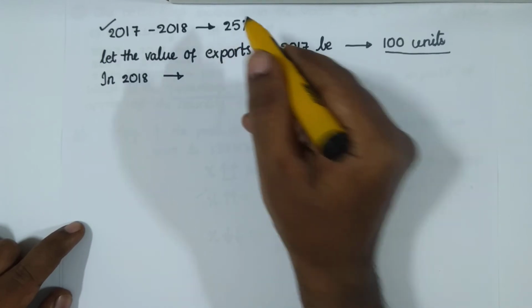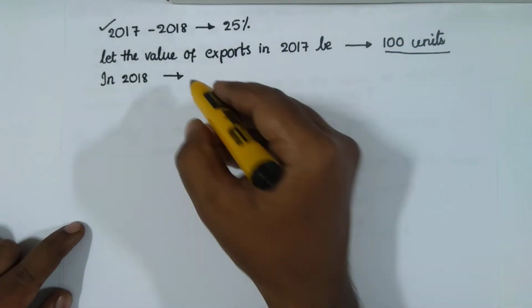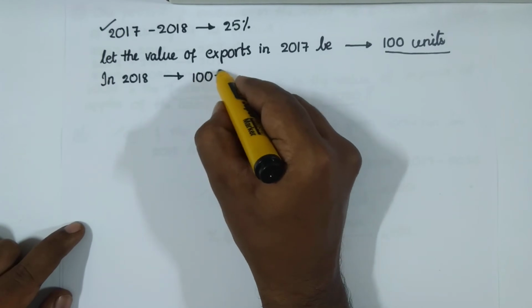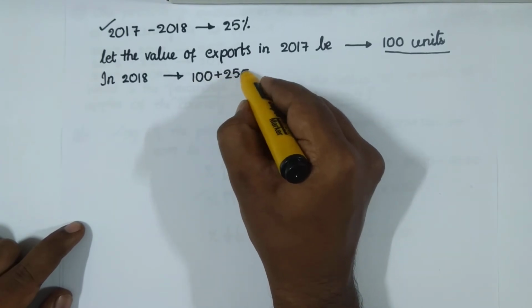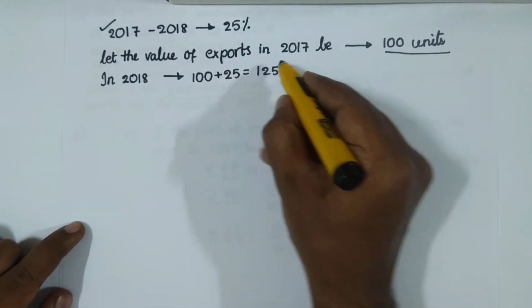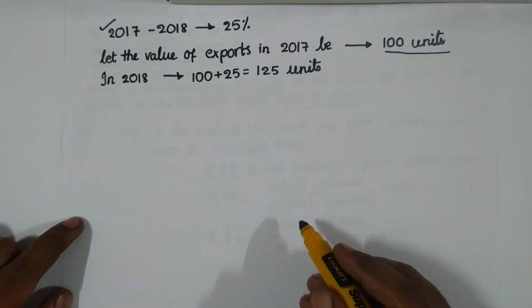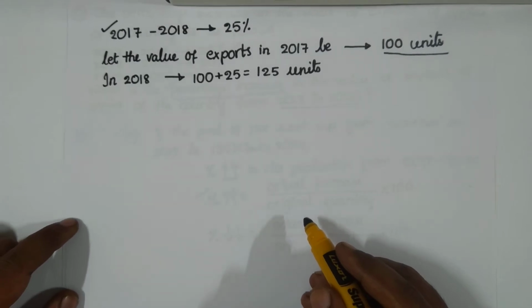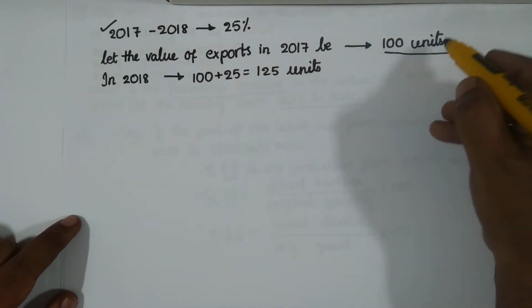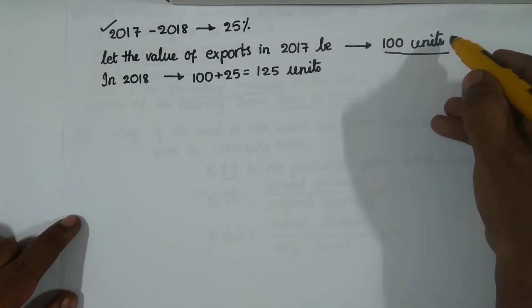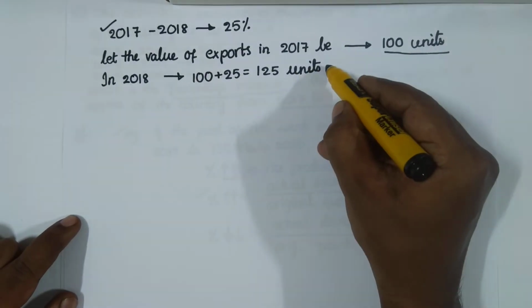25% got incremented to this 100 units. So therefore 100 plus 25, simple. So you have 125 units. So after a 25% increment in the exports from 100 units, now we have reached 125 units.